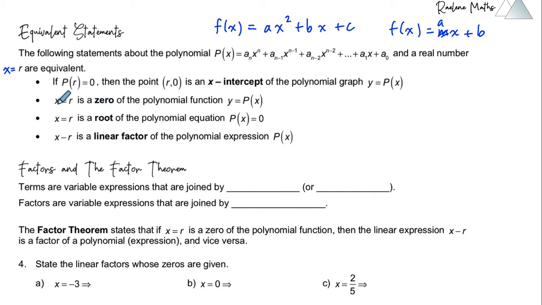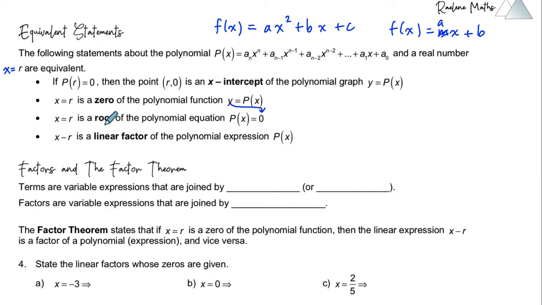Then x equal to r is a 0 because by definition of the word 0, this is a value for x that makes y equal to 0, and we saw that that was the case, y was equal to 0. So we would simply say that x equal to r is a 0 of the polynomial function y equals p of x. If we were to substitute y with 0, we would get a polynomial equation, p of x equal to 0, and then we would say that x equal to r is a root of the polynomial equation.